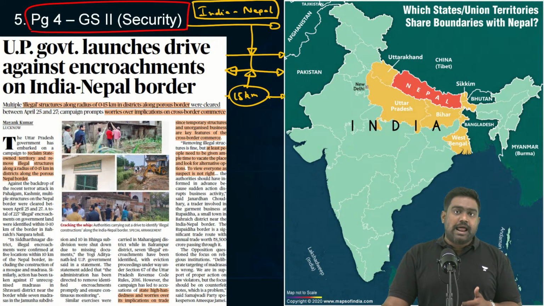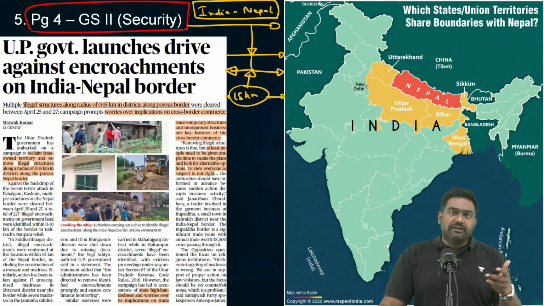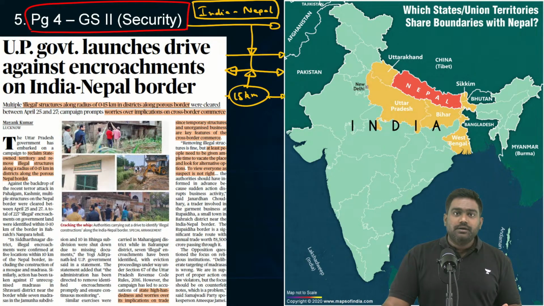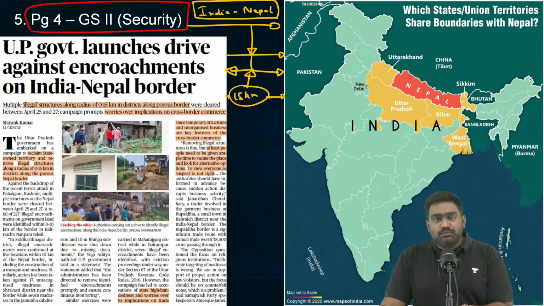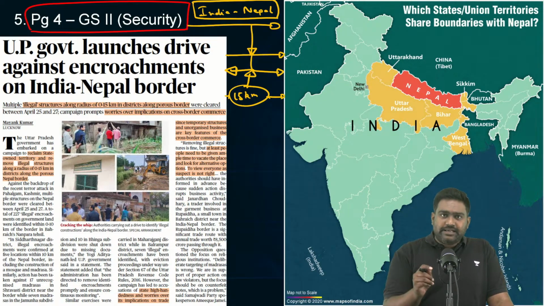But the manner in which it has been done has been criticized because no notice or time has been given for the people to evacuate, because a lot of traders and local businesses are dependent on it. So experts are predicting that this move by the UP government could impact the cross-border trade between India and Nepal. So in this context, you need to understand something about the India-Nepal border.